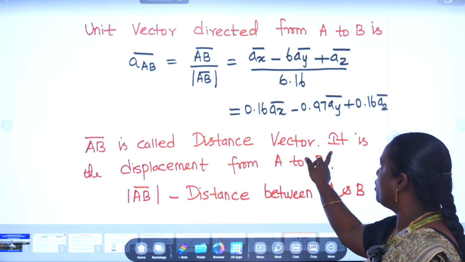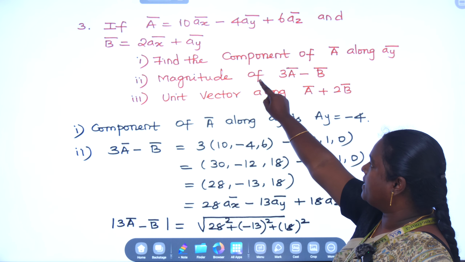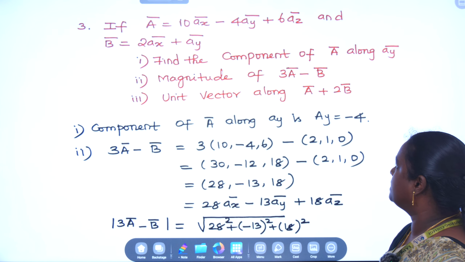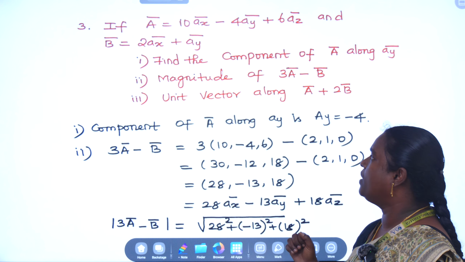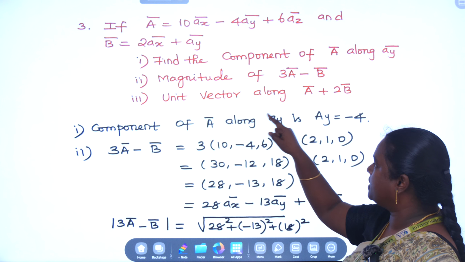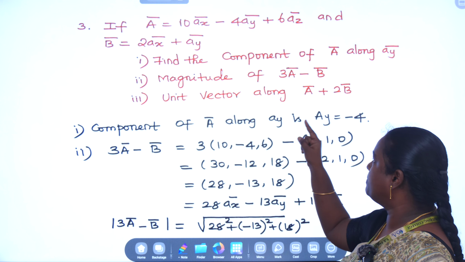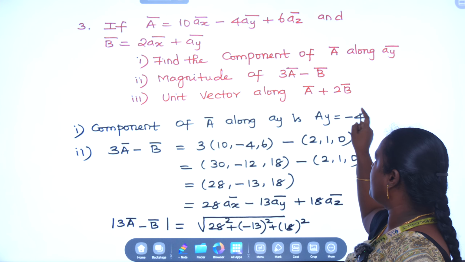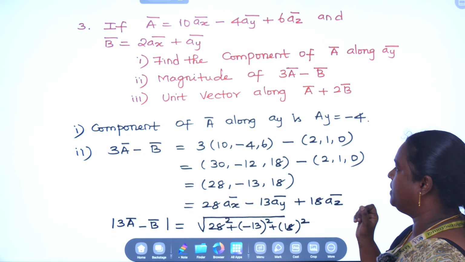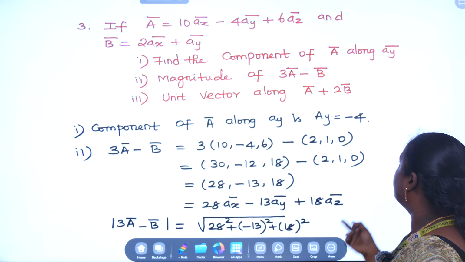Okay, this is our second problem. Now we'll move on to the next problem. If the A vector is equal to 10 AX minus 4 AY plus 6 AZ, and the B vector is equal to 2 AX plus AY. What we are going to find is, the first one, the component of A vector along y direction. Second one is the magnitude of 3A vector minus B vector, and third one is the unit vector along A vector plus 2B. So first, the first question is find the component of A along the direction y.